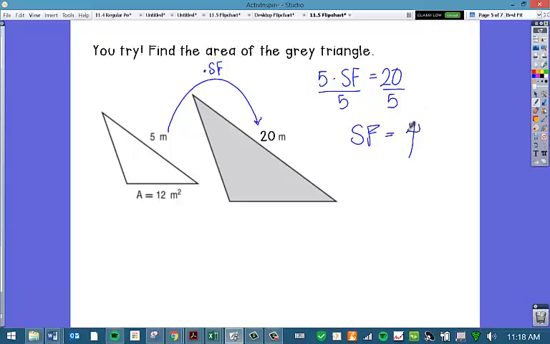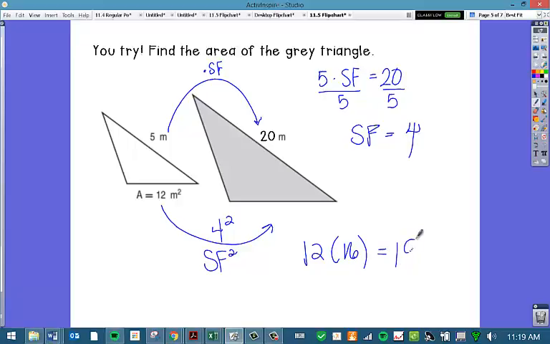So I'm multiplying my sides by 4, so that means I'm going to multiply my area by the scale factor squared, which would be 4 squared. So 12 times 4 squared, which is 16, gives me 192. So my new area is 192 meters.